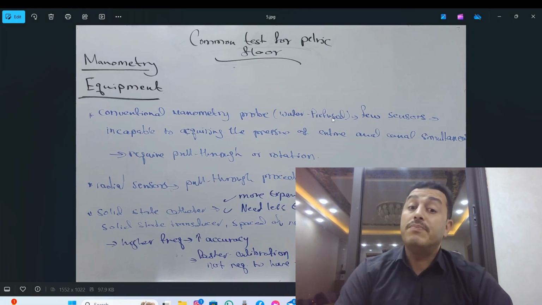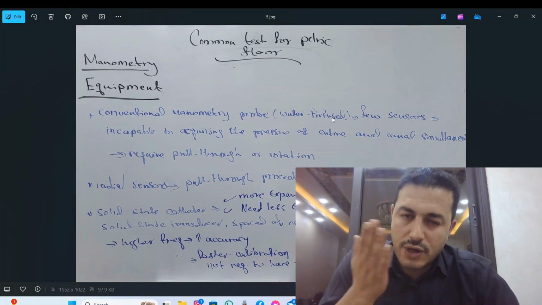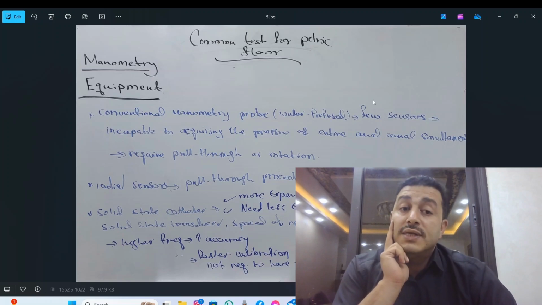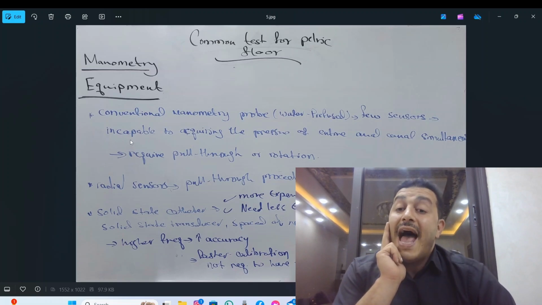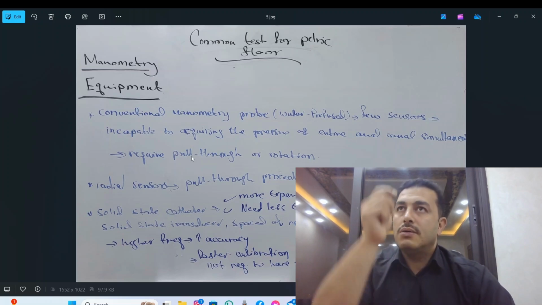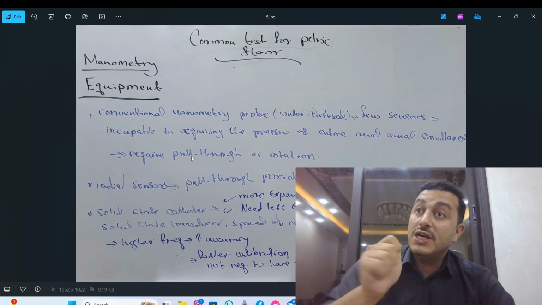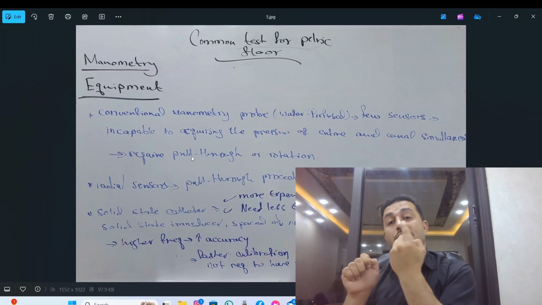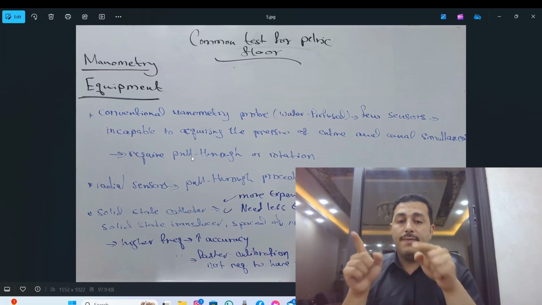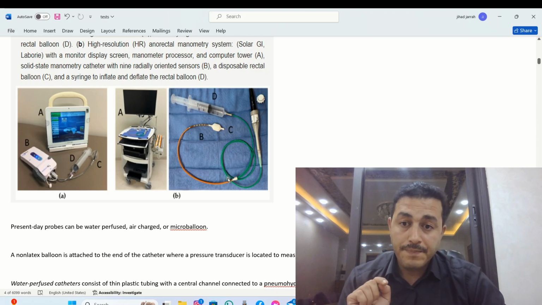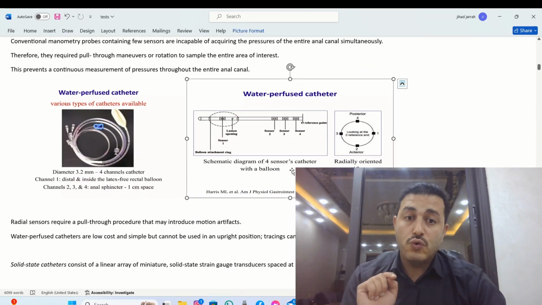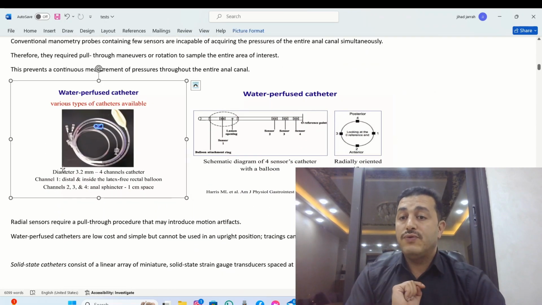What else should we know? These are called conventional manometry probes, for example, the water perfused. They have few sensors and are incapable of detecting pressure through the entire anal canal, so they require pull-through and rotation. They are not radially oriented well. You will see a picture here. I think we have a picture for water perfused. This is water perfused again.